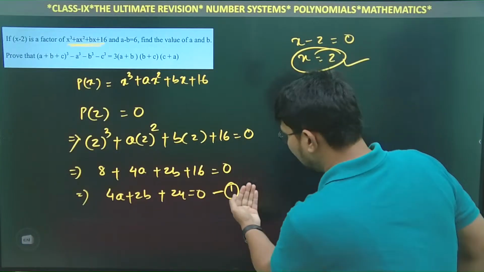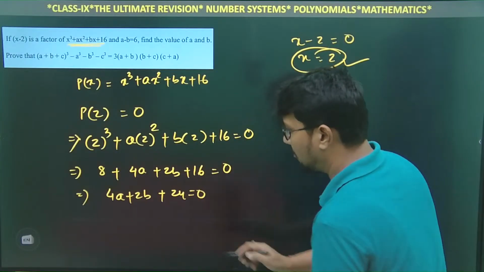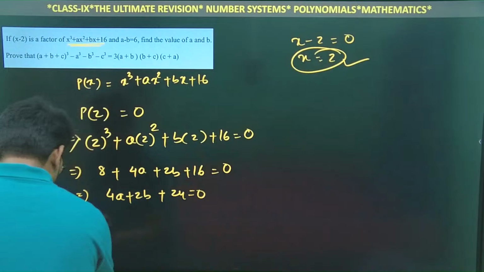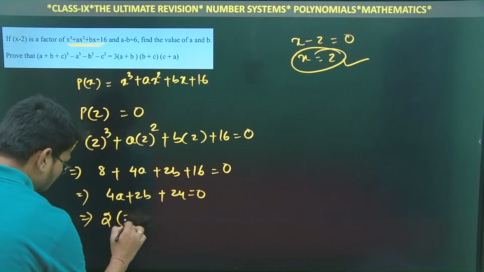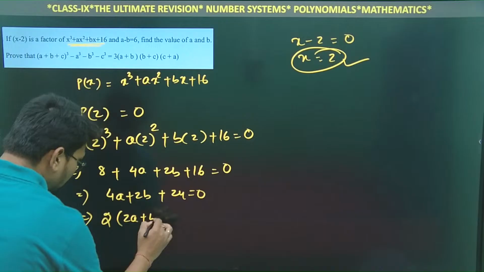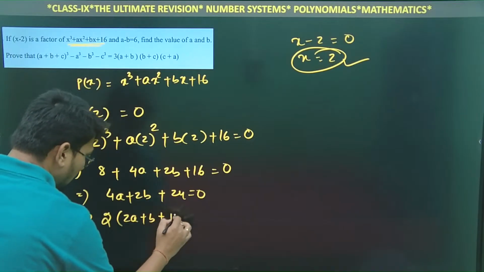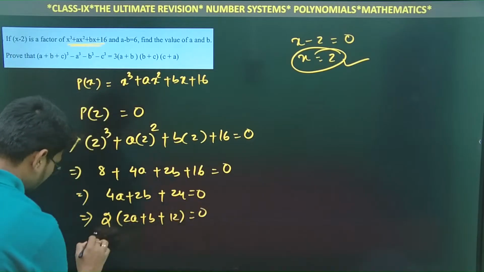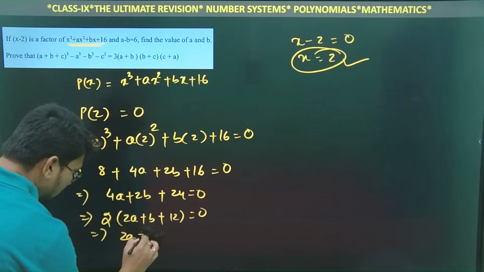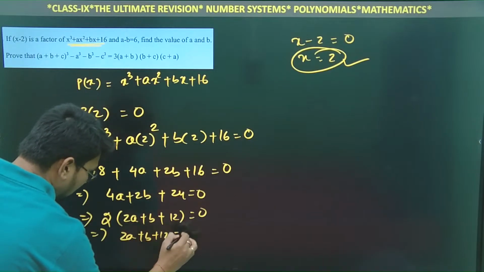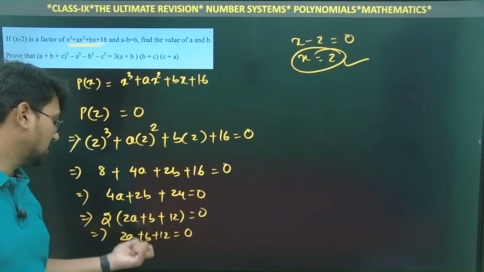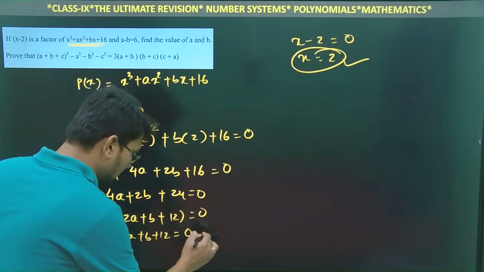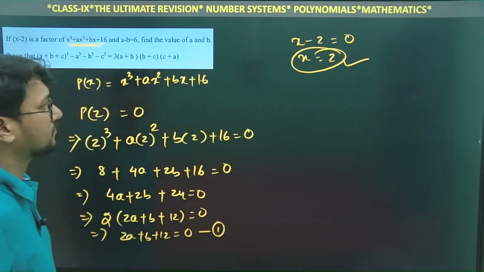Further, we can simplify by taking 2 as common. So that is 2a plus b plus 12 equals 0. Why? 0 divided by 2 is 0. So we got this as equation number 1.